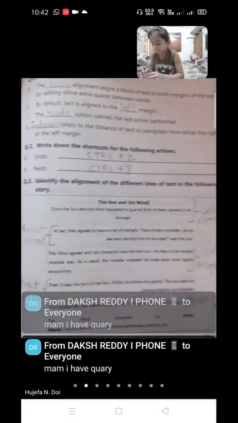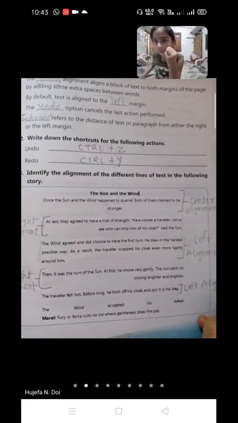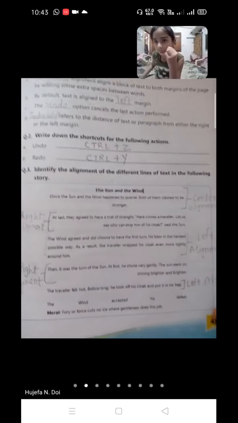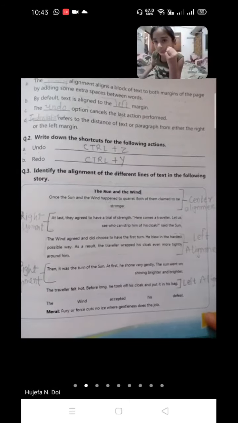Daksh, as I told you, if you have a query, I will solve it after the completion of exercise solving. Why are you continuously messaging?